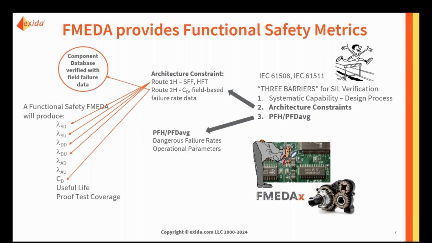For Route 2H, you'll first need to determine your diagnostic coverage, which I described earlier, and you'll also need to have a database which, as the standard says, has well-tried data. Then for the actual dangerous failure rate numbers, you'll need the dangerous and annunciation failures. In addition, you'll need to know your useful life and hopefully your proof test coverage.